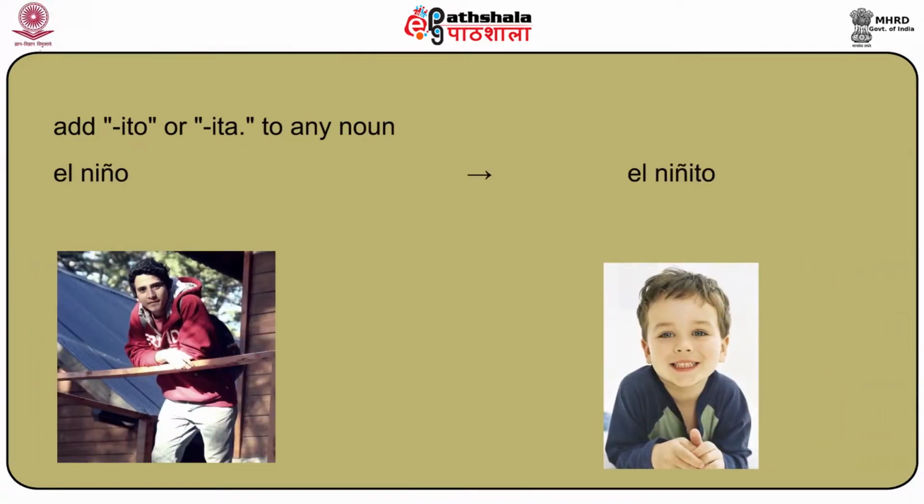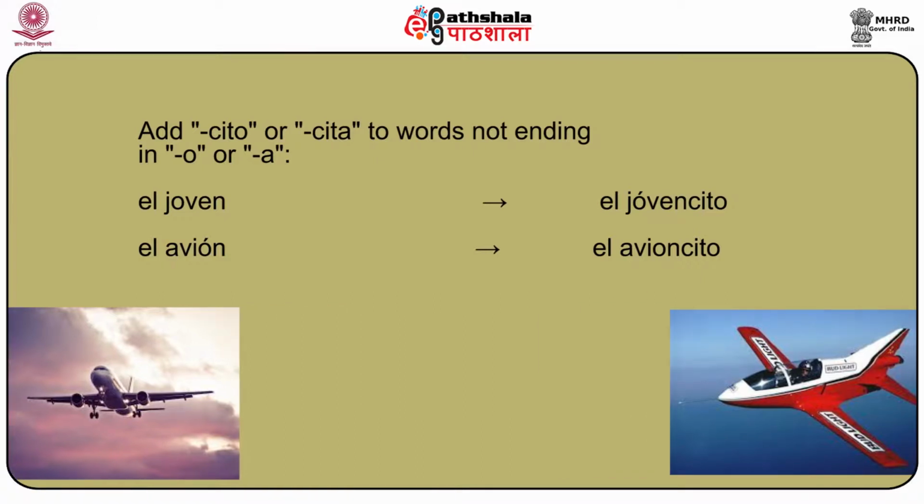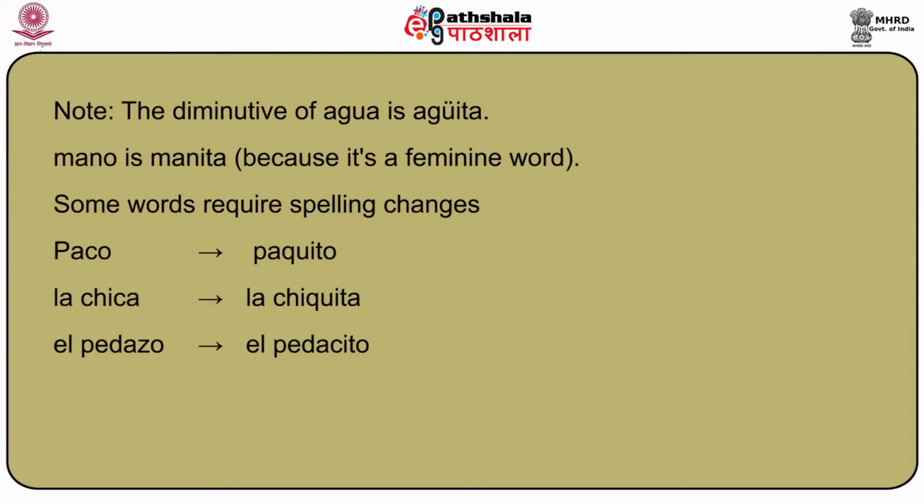To create a diminutive, drop the o or the a from just about any noun and add ito or ita depending whether it is masculine or feminine. You can add a sito or a sita to words not ending in an o or in an a. So, el niño, for example, becomes niñito. El joven becomes el jovencito. El avión becomes el avioncito. The famous song Chiquitita is from chica. Chica becomes chiquitita. The diminutive of agua is aguita. The diminutive of mano is manita, and why? Because mano is feminine, las manos.